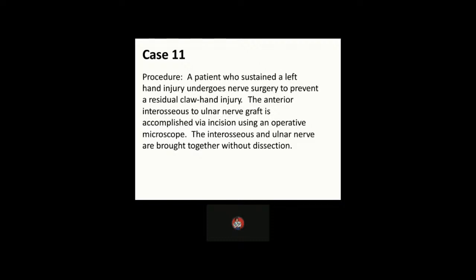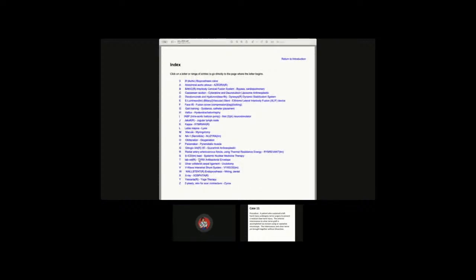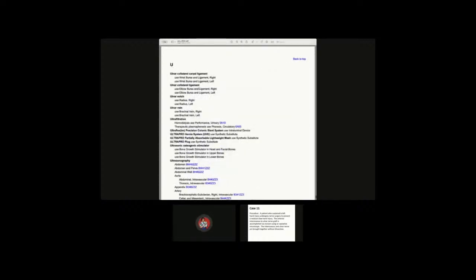Also, interosseous is the median nerve. How do I know? Research, research, research. All right, so what are we going to do? We are going to go to the code manual, and we're going to go to a root operation of transfer. I'm going to start with the U and work my way backwards.